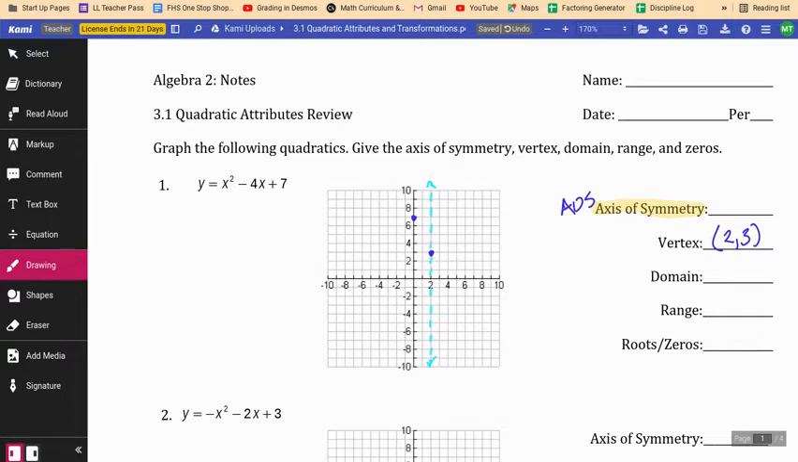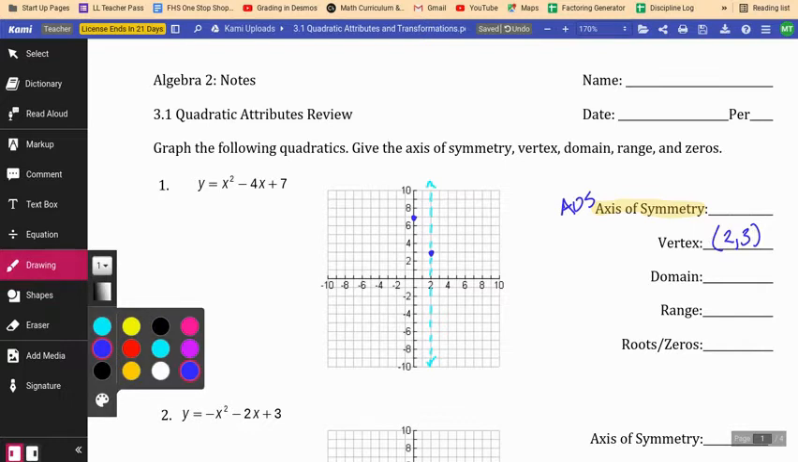And so the equation of a vertical line right here, of the axis of symmetry, has to be x equals, and then it's just going to be the x value of my vertex. So x is going to equal 2. Okay, and so that's how I know I have a vertical line at 2, because that's where the vertex is at.